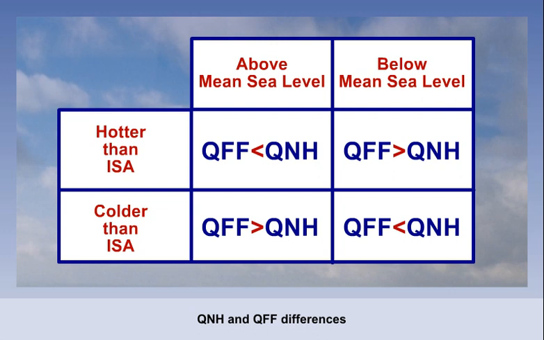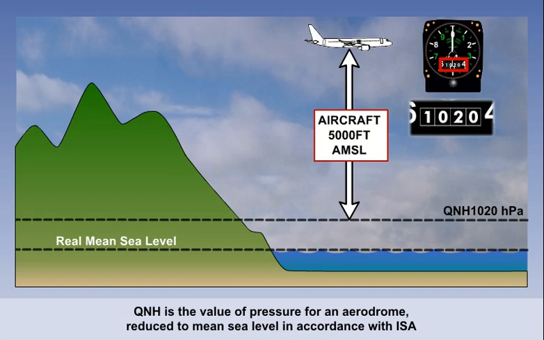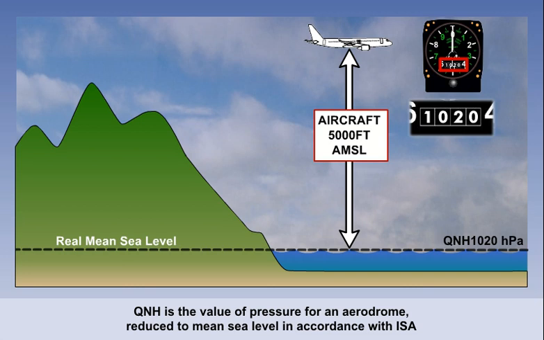Lastly, here is a summary diagram to show the relationship of QNH and QFF in all conditions. Even though QNH does not accurately measure sea level pressure unless the atmosphere is ISA, we have to use it as mean sea level because our altimeter is calibrated using ISA conditions. We will, of course, be in error, and later in this lesson we'll see how to calculate this error. From now on, let's assume that QNH is mean sea level pressure, even though we know otherwise.